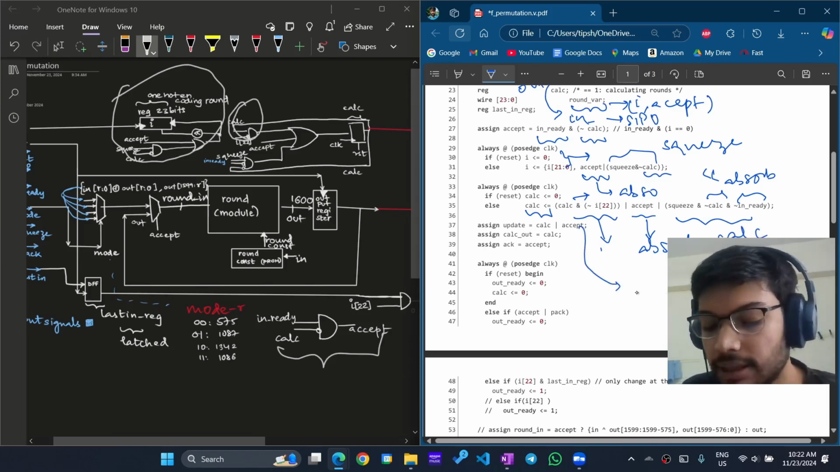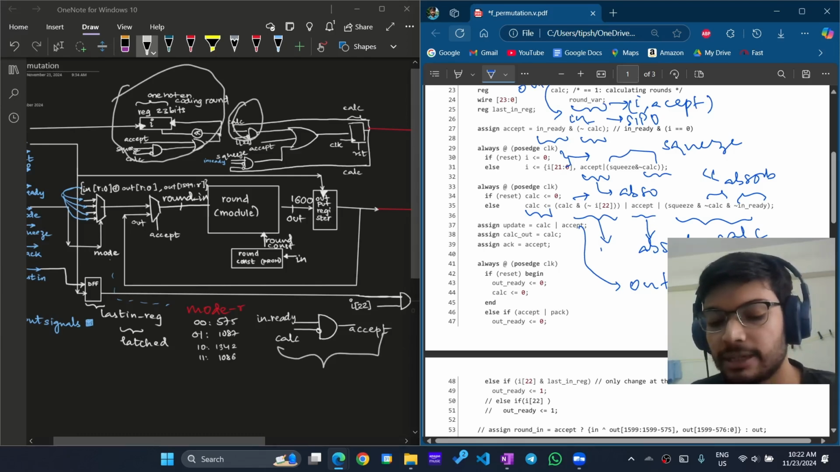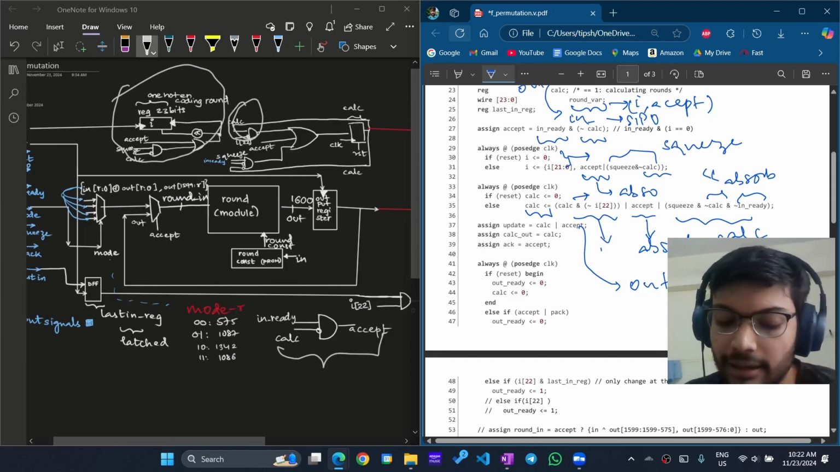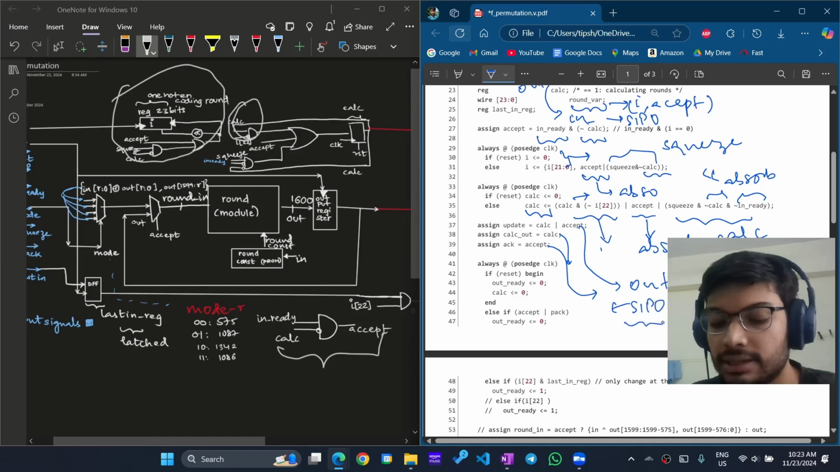Update is given to update the out register, which is set using calculate or accept. When it is trying to calculate for squeeze or absorb, or it started accepting the inputs, the update becomes 1. And calc out is just calc, which is given to the external modules to tell it's still calculating. Acknowledge is just accept. It is acknowledged back to the CPO saying it has accepted the input.